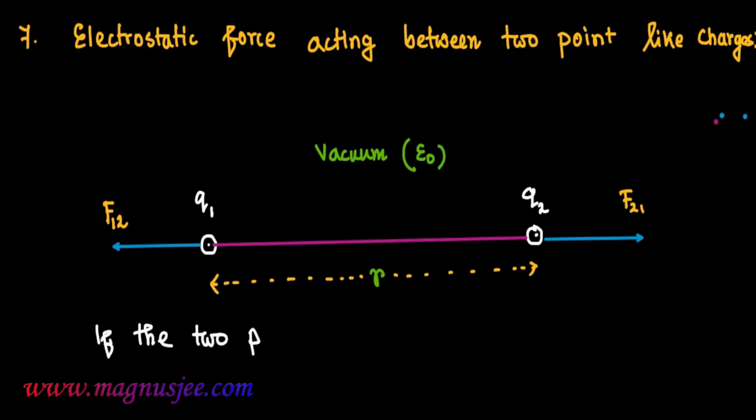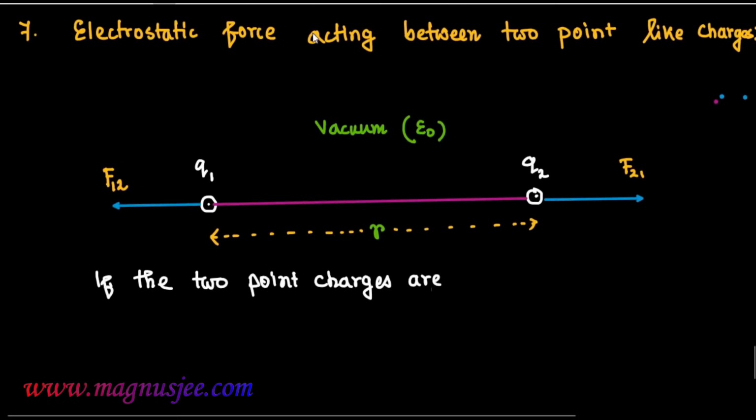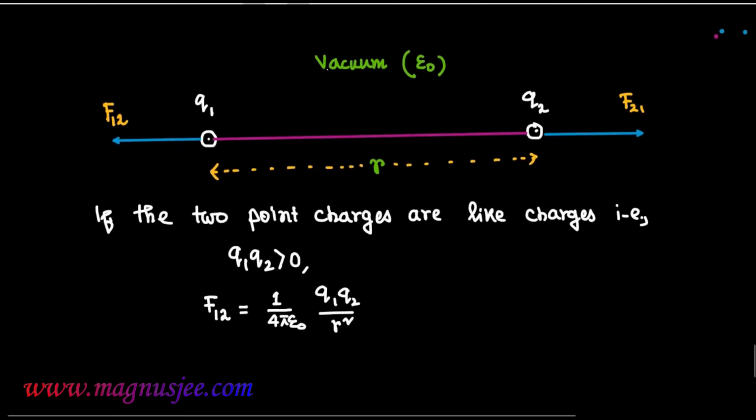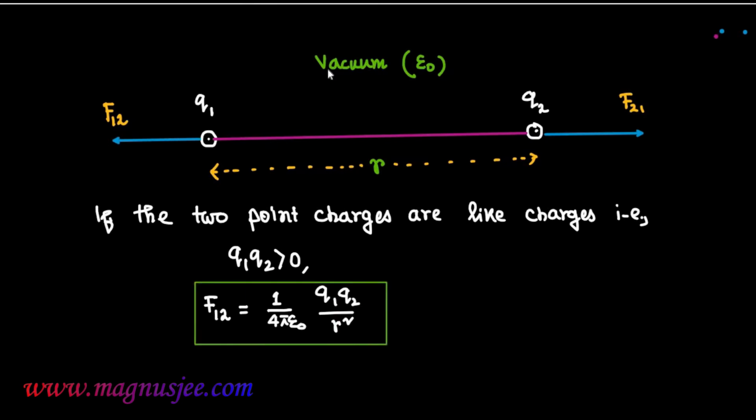If the two point charges are like charges, that is q1 dot q2 greater than 0, F12 equals 1 by 4 pi epsilon 0 q1 q2 divided by r square. That is the electrostatic force experienced by q1 due to q2. F12 equals 1 by 4 pi epsilon 0 q1 q2 by r square, which is the electrostatic force of repulsion.